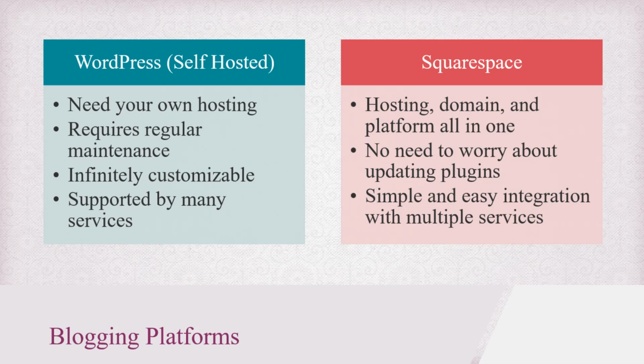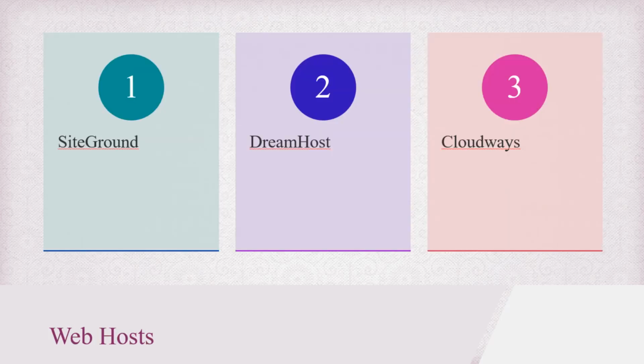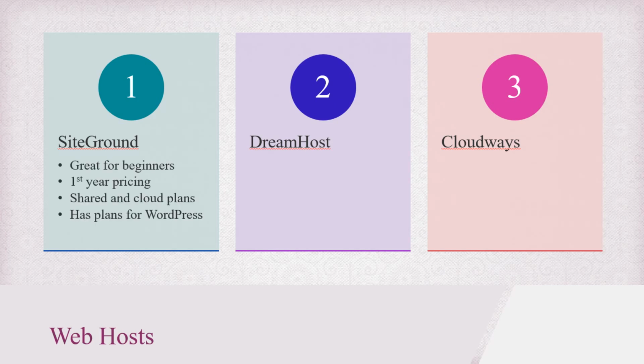All right, so once you have your platform picked out, and if you pick WordPress, you need to have your hosting for that. So these are the 3 hosts that I recommend. SiteGround is great for beginners. They have a first year pricing model where it's 40% cheaper, I think, than the after your first year pricing. So it's like $9.99 a month, but you can get your first year for like $3 something a month.